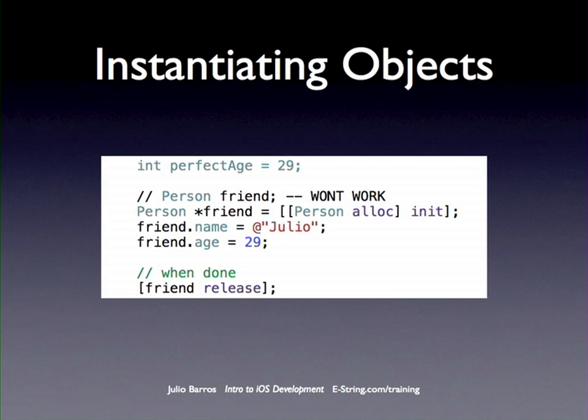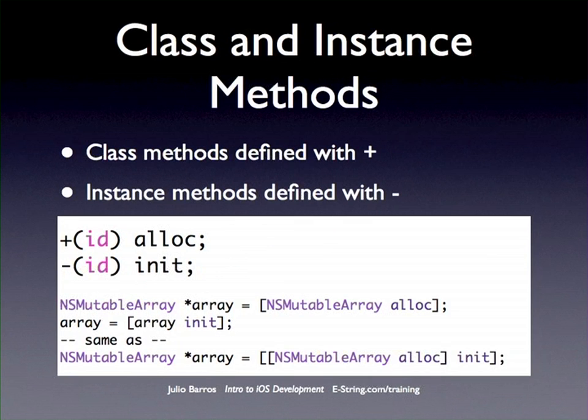Notice that we are calling alloc on the Person class. Alloc creates an instance for us, and then we can call init on that instance. Then that instance gets assigned to the friend variable. The difference between class and instance methods may be a little clearer now. Alloc starts with a plus and is a class method. It is something that the NSMutableArray class knows how to do. Init starts with a minus and is an instance method. This is something that a particular instance knows how to do.